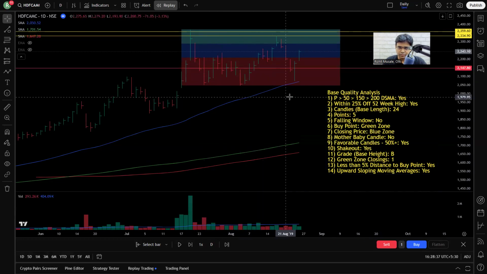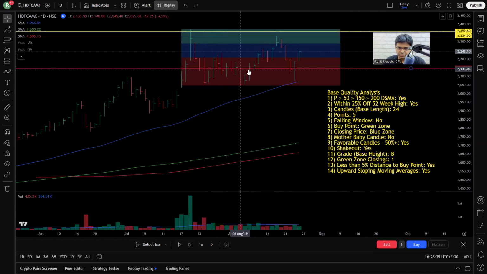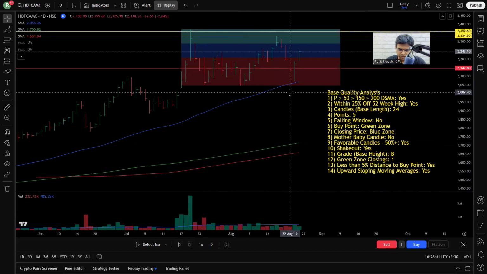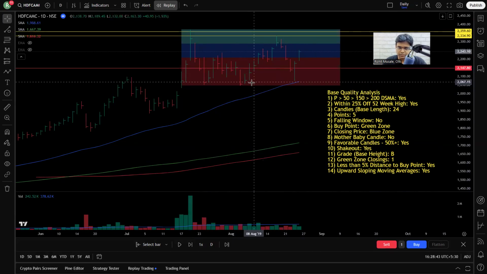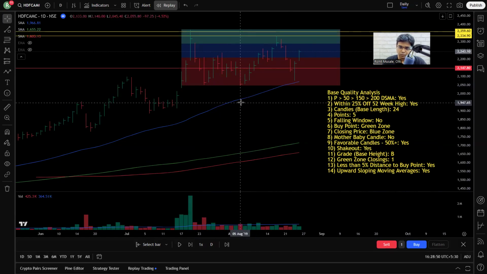What did I do just now? Did you notice? I was skipping some candles and some bars and I was counting some bars. Why did I skip this? Because it's high volume, down closing. We want low volume down closing. That means institutions are not selling.